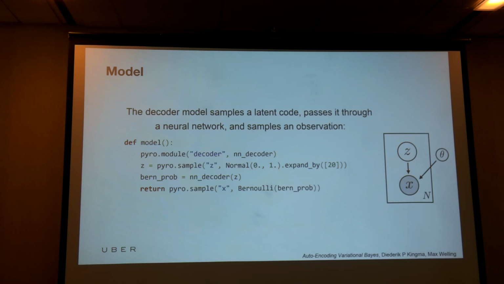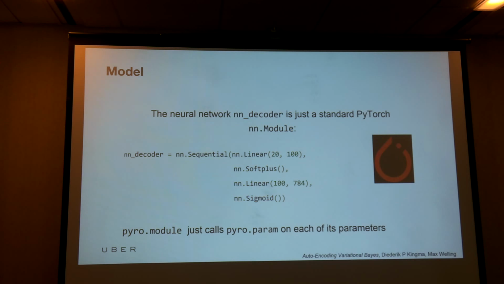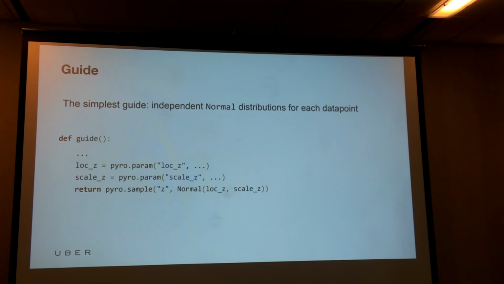And this Pyro.module function just loops through each of the parameter objects that are attached to these neural networks, and calls Pyro.param to make the inference algorithm, SVI, inference by optimization, aware of those parameters so that the optimizer can tune them according to ELBO. Okay, so that was easy. We have a model, 4 lines of Pyro.